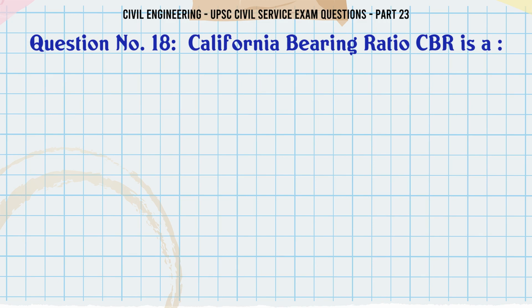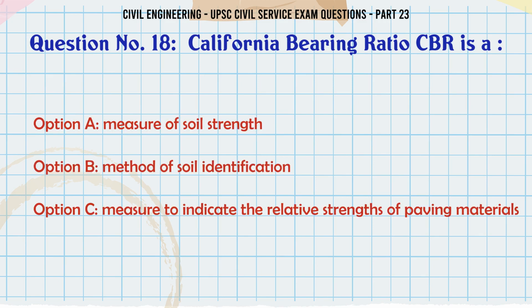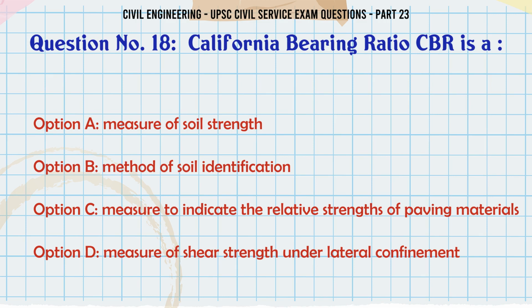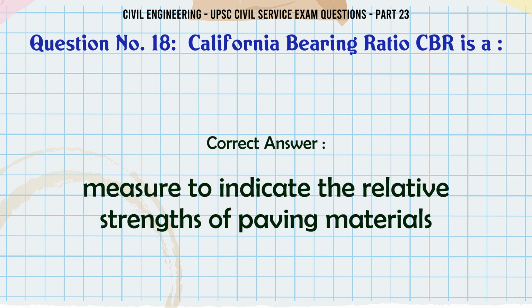California bearing ratio, CBR, is A. Measure of soil strength, B. Method of soil identification, C. Measure to indicate the relative strengths of paving materials, D. Measure of shear strength under lateral confinement. The correct answer is measure to indicate the relative strengths of paving materials.